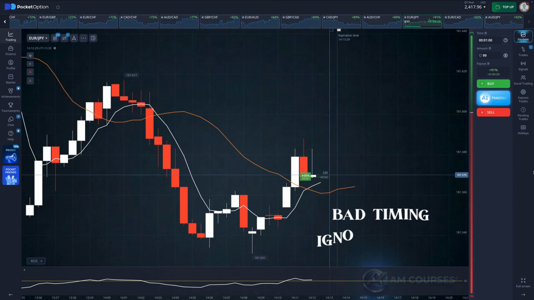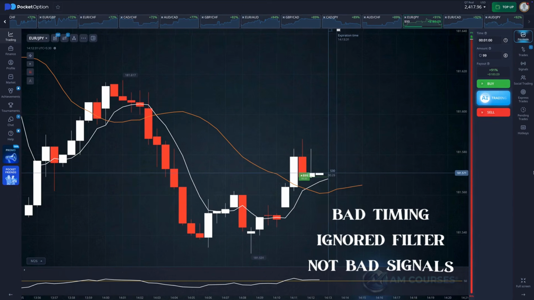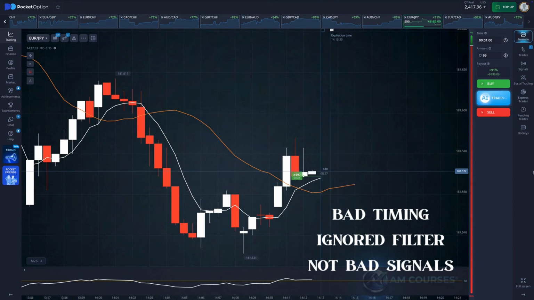So what did this session actually prove? Not that this strategy is unbeatable. 5 out of 8 is not a headline. What it proved is narrower and more useful. My 2 losses and my tie were not bad signals. They were bad timing or a filter I ignored. Fix those 2 things and you are not finding a better strategy. You are just stopping the leaks in this one.